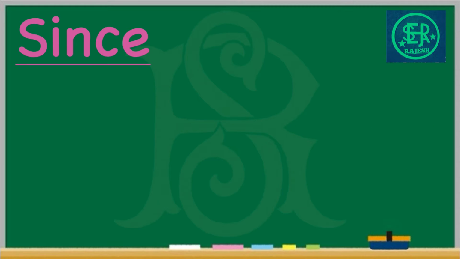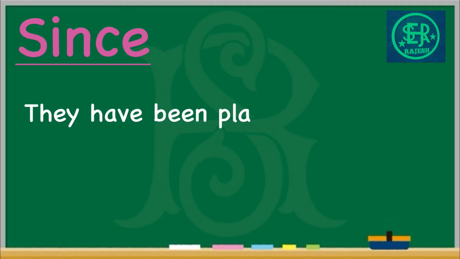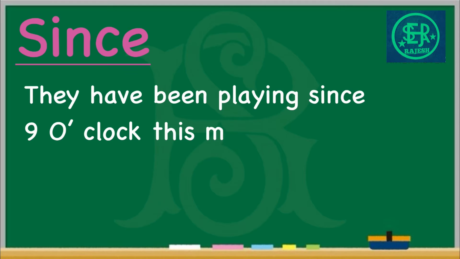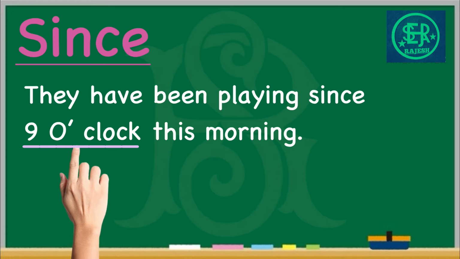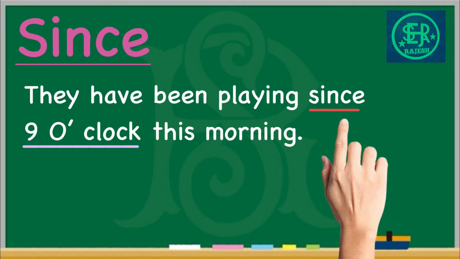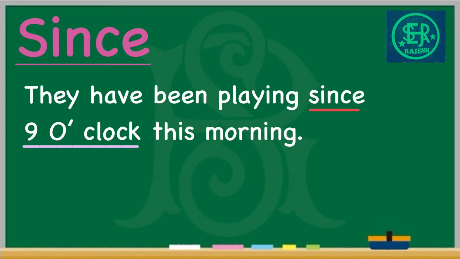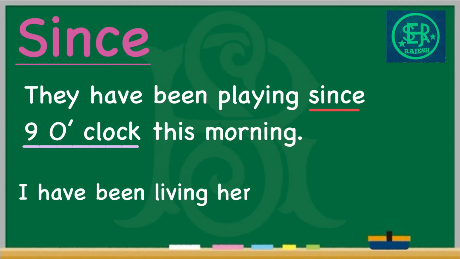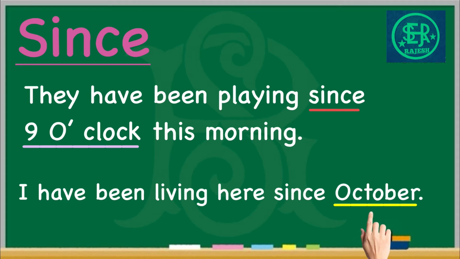The first sentence is they have been playing since 9 o'clock this morning. You will notice that the specific time expression comes after since and it shows when those people started playing. The next sentence is I have been living here since October. The specific time expression here is October and it comes after since. It shows when I started living here.